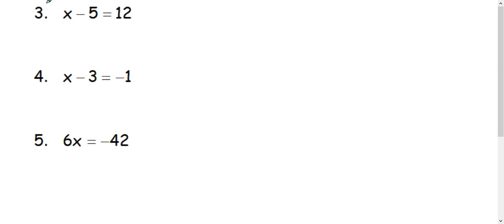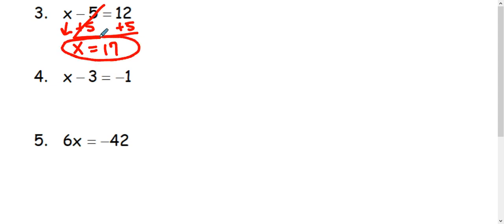In example 3, we have x minus 5 equals 12. How do I inverse a minus 5? This is subtraction, and the inverse of subtraction is addition. So I'm going to add 5 to both sides. That makes the 5's cancel and leaves me with just x equals 12 plus 5 makes 17. So x equals 17.